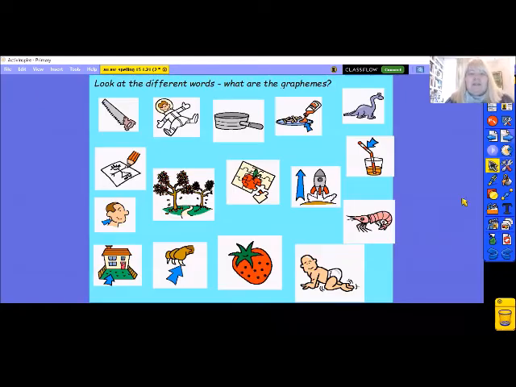Let's have a look at these pictures. Look at these different pictures and the words that are there. Have a look, stop the video and look to see all the pictures and see if you can work out what they are. Let's go through them. This one is a saw. This one is an astronaut. This one is a saucepan. This is a picture of tomato sauce.